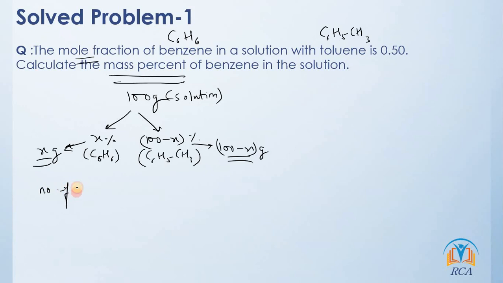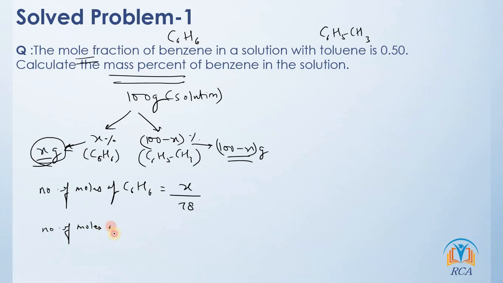So number of moles of benzene, which is C6H6, is given by what? Given mass upon molecular mass. What is the given mass? We do not know the given mass, but we have assumed it to be X grams. So given mass upon molecular mass. What is the molecular mass of benzene? It is 78. Similarly, what is the number of moles of toluene?